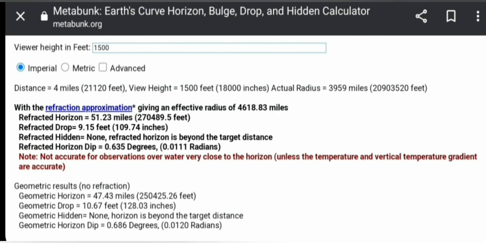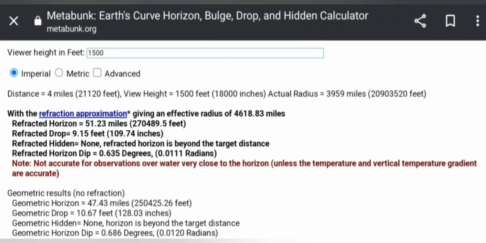Viewer height in feet, 1,500. Refracted horizon dip, 0.635 degrees. Geometric horizon dip, 0.686 degrees. That's a difference of 0.051 degrees.